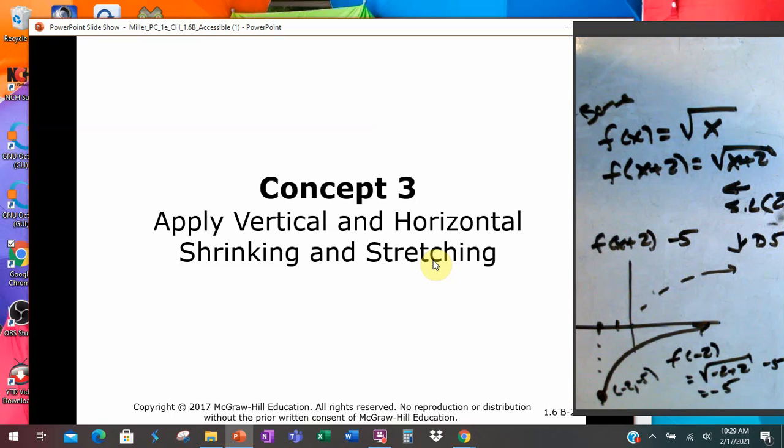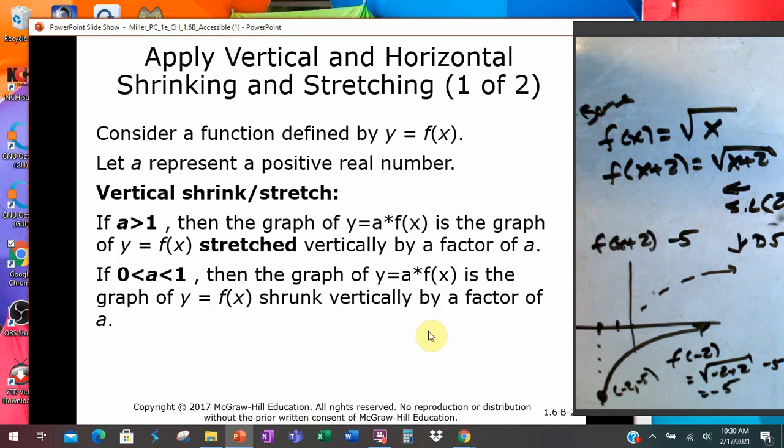The vertical shrinking and stretching is easy to understand, to me. The horizontal takes some visualization to work through. Here's the scaling. So I apply vertical and horizontal. I don't worry about shrinking and stretching because it depends on whether you're talking about the y direction or the x direction. I just say it scales. Okay, and you'll get that idea in just a second.